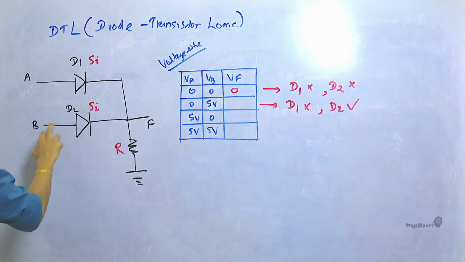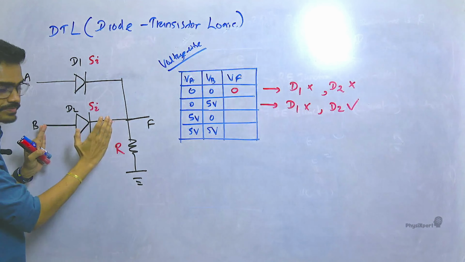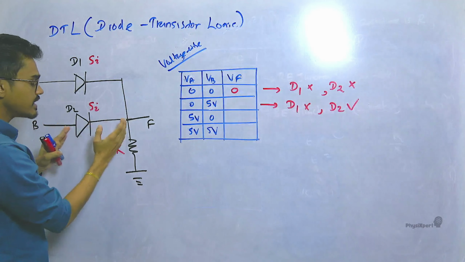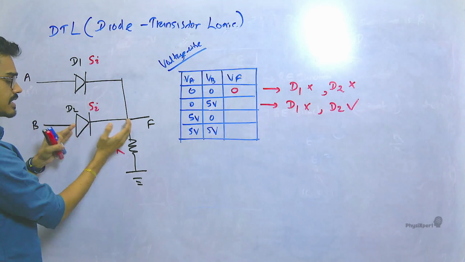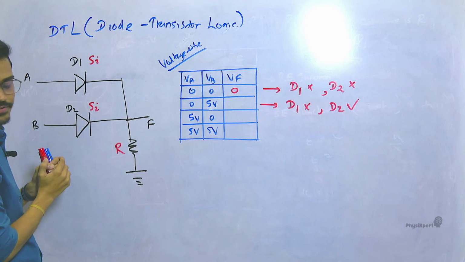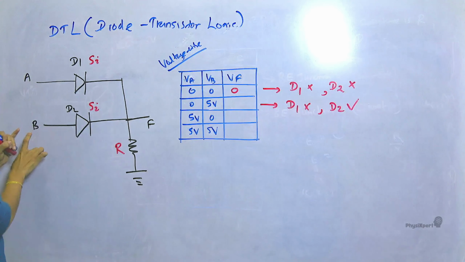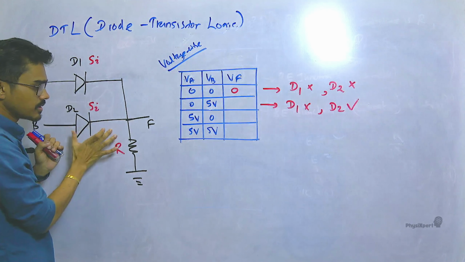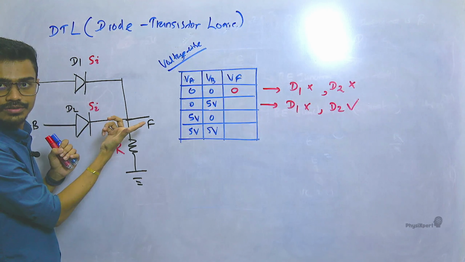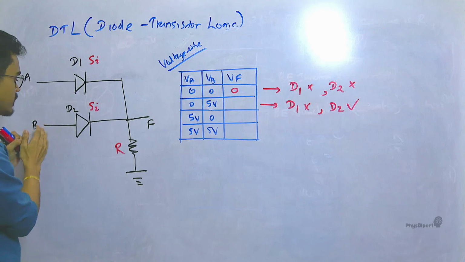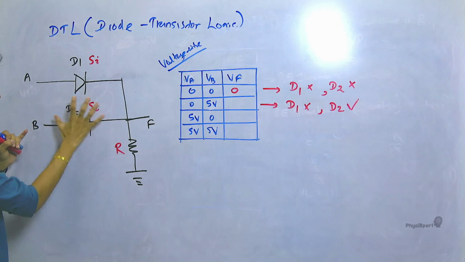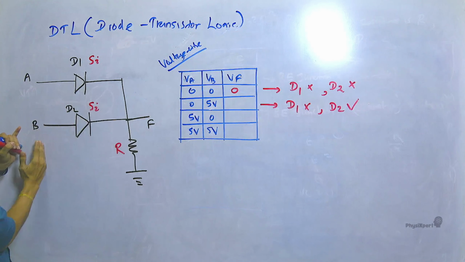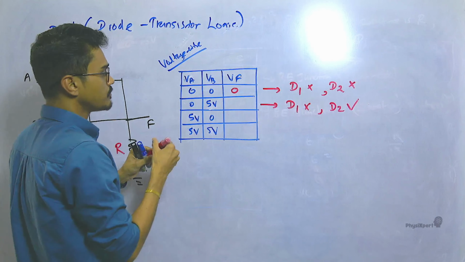When D2 is forward biased, we know it is going to keep a potential difference of 0.7 across it when it is forward biased, right? Then when VB is 5, with a potential difference of 0.7 across the diode, this point is 4.3 volts. 5 minus 0.7 because there's a 0.7 across the diode. VB is at 5. Then F is 4.3 volts.